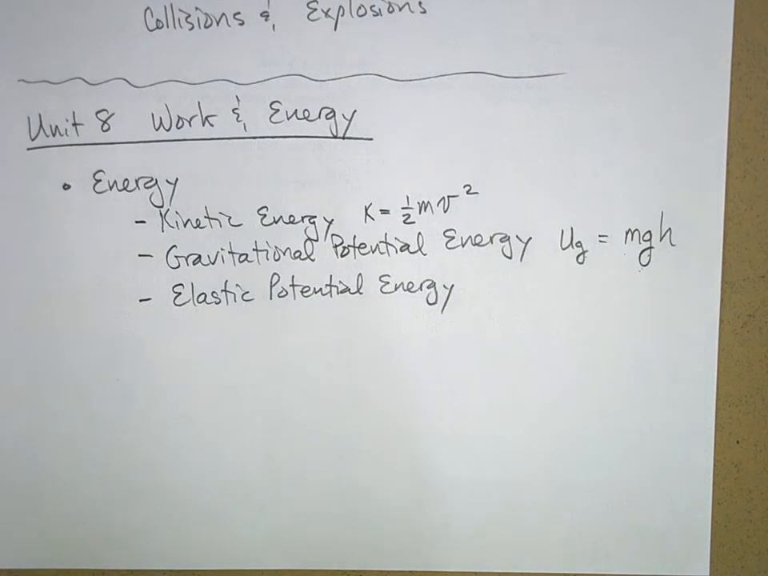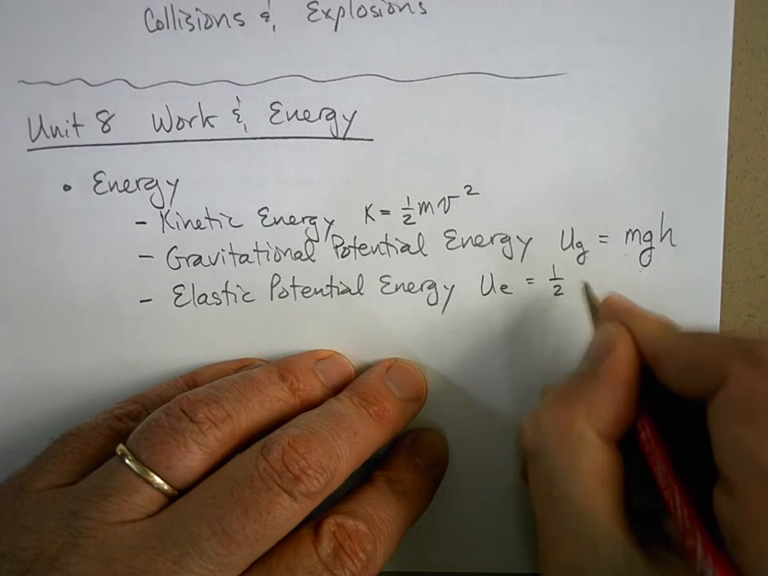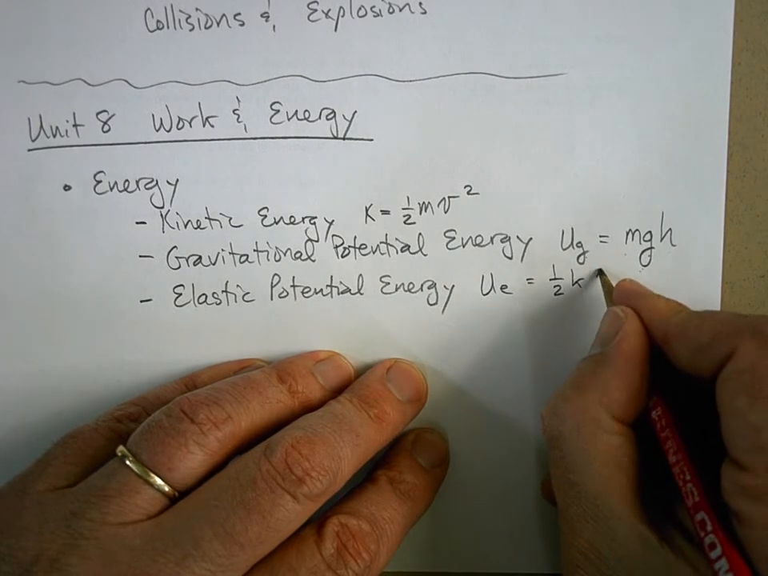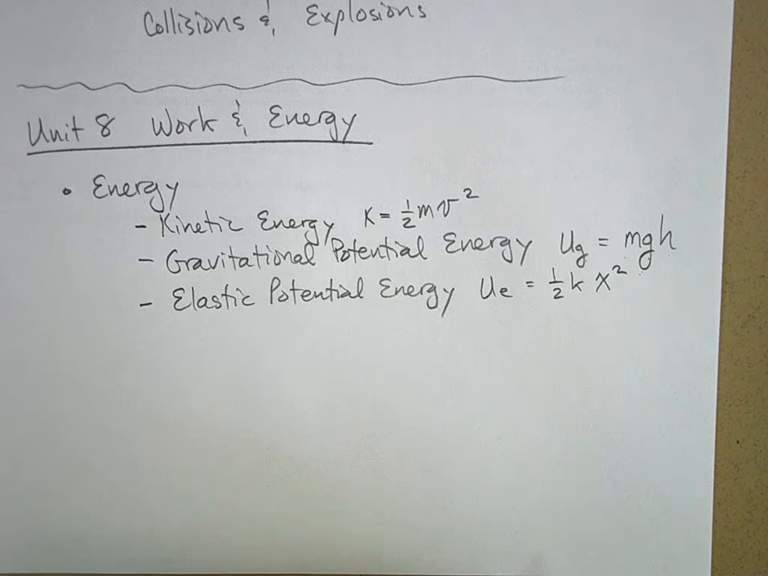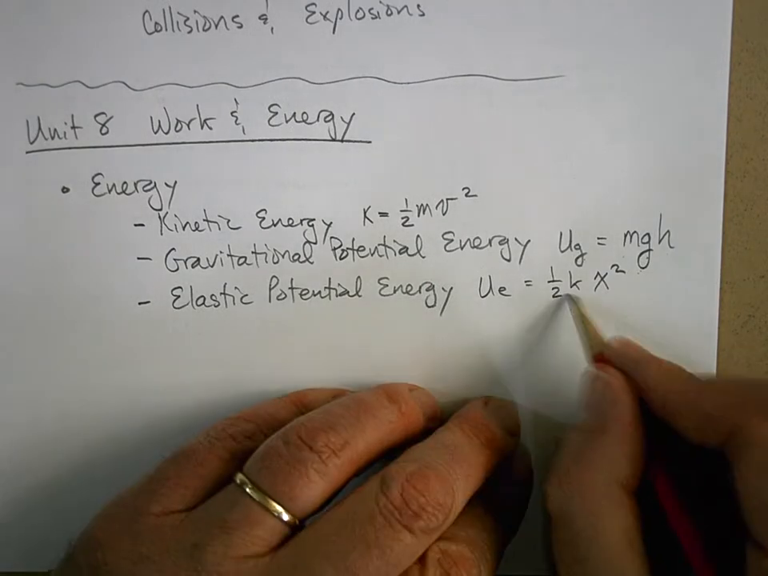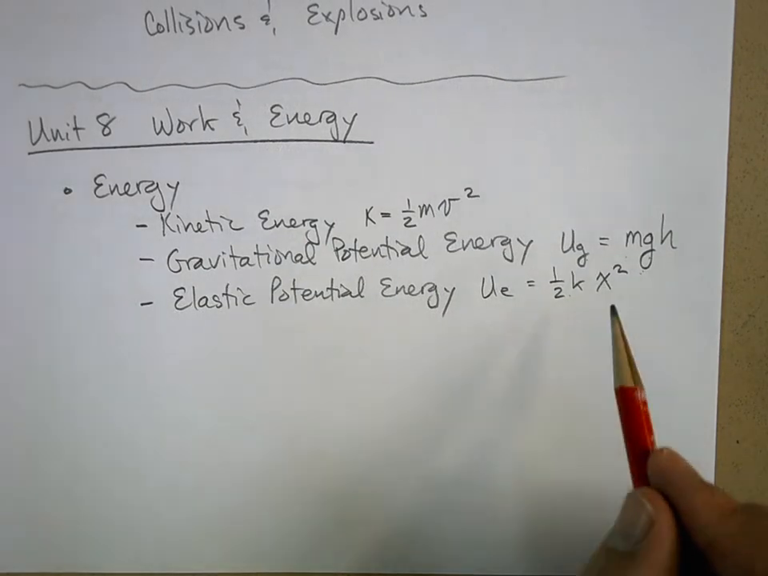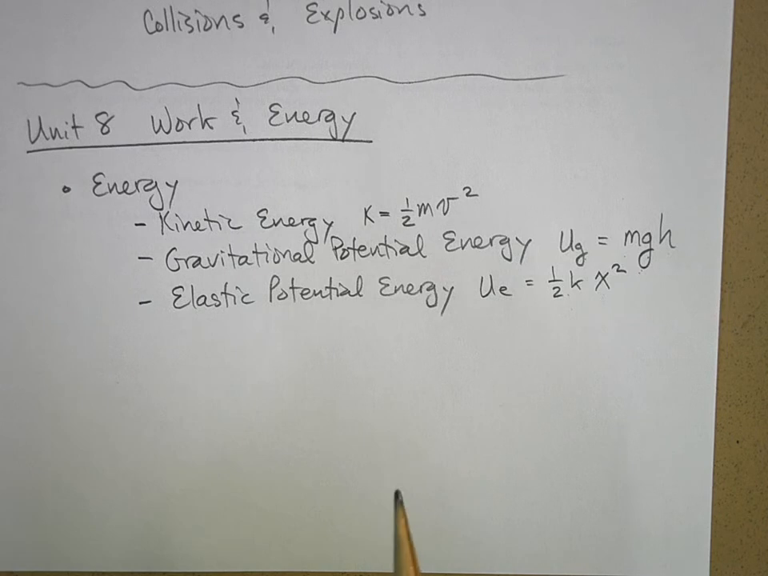And elastic potential energy has an equation. I think we only used it once, but it's 1/2 k x squared. Now what is this k? It's not the electric constant that we just did. It's the spring constant, a measure of the stiffness of the spring. It's measured in newtons per meter. It's how many newtons of force you need to stretch or compress the spring 1 meter. And this is how much you stretch or compress the spring, the x. So it's just to measure how much energy it takes to stretch, or how much energy is stored.